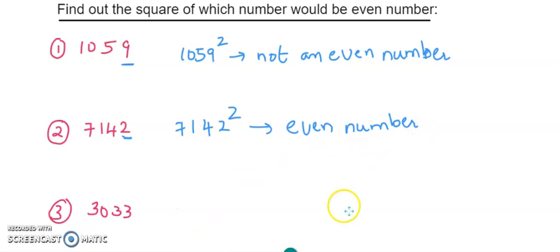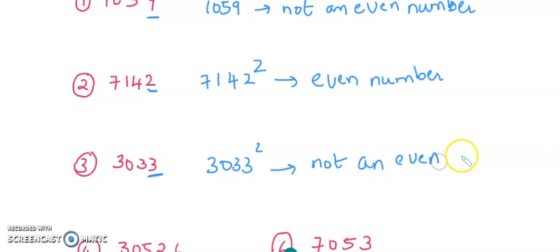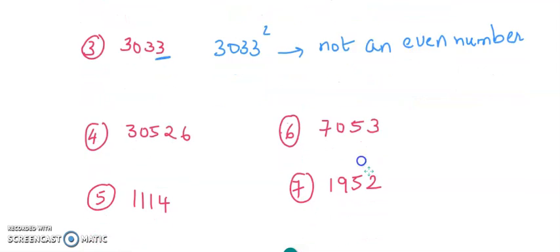Next, the next one, 3033. 3 is an odd number. Right? So its square will also be odd. That means it's not an even number. Hope you get this very clearly. The square of an odd number is an odd number and the square of an even number is an even number.